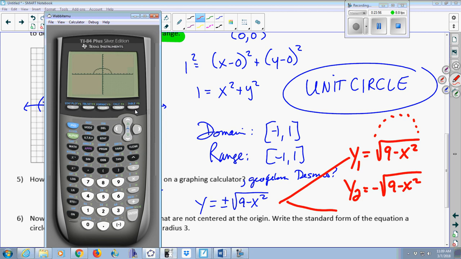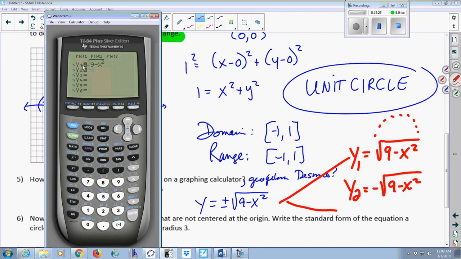And you notice it goes -3 to 3, but you notice how it looks squished? It's because of the way the window is set up. So, if you go into zoom, and you go down to square instead of a rectangle, now it looks like a circle. So there's your top half. And then you do Y2. And actually, you don't even have to type it in anymore. You can just go like this, the opposite of Y1.